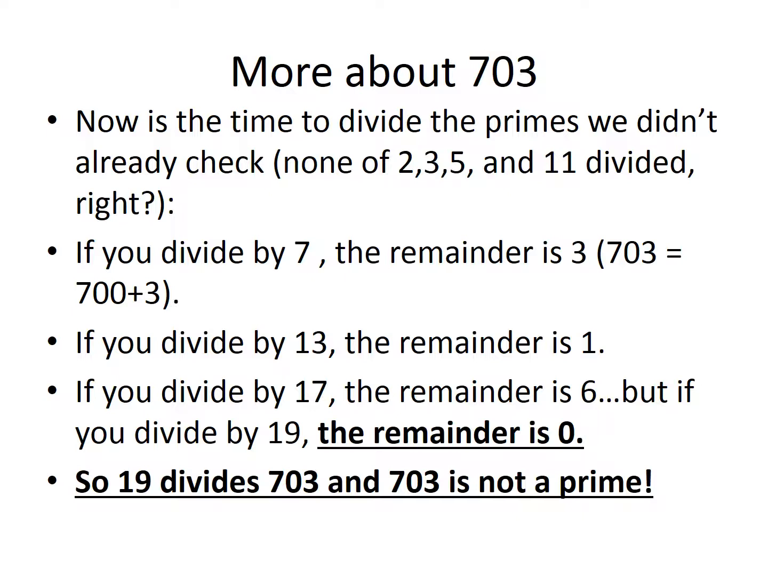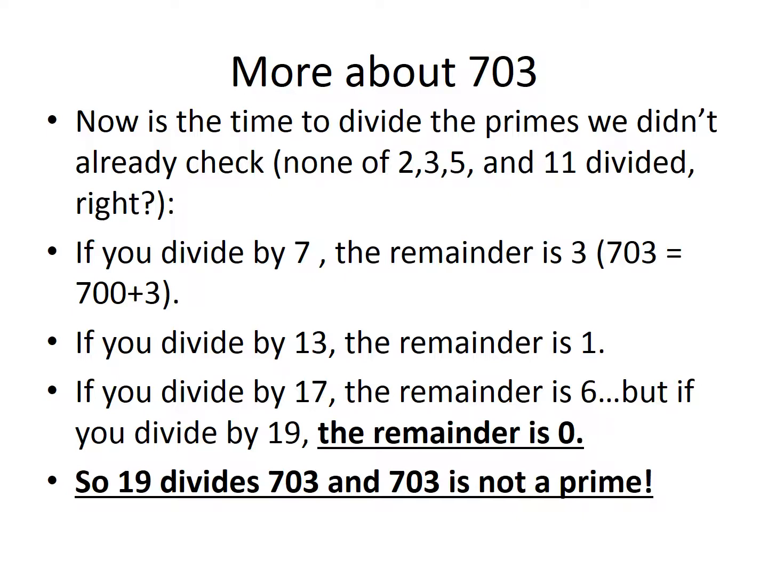If I try to divide by 13, you could get out a piece of paper and figure this one out if you like. Or let's say you could divide it into 650 and 53. 13 goes into 650 evenly, and then I would have left 53. 13 times 4 is 52 because I play cards a lot, and there's 4 suits with 13 in a suit. So the remainder is going to be 1, and 13 doesn't divide 703 is the takeaway.